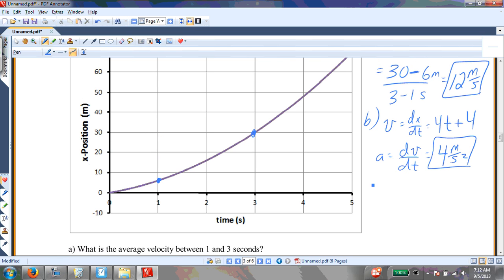What is the initial velocity? Right, well, the initial velocity is the velocity at t equals 0. I have a velocity function right here, so I just plug in t equals 0. 4 times 0 plus 4 is 4 meters per second.